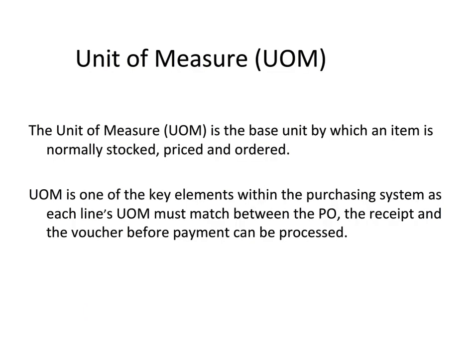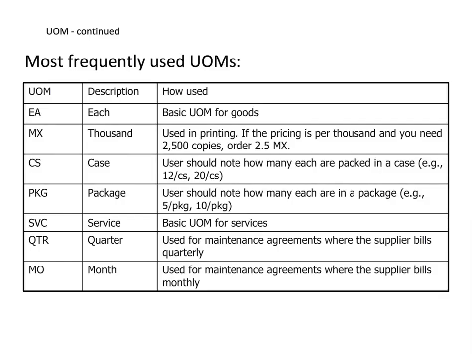Although it seems trivial, the unit of measure, or UOM, plays an important role throughout the procurement cycle. It is the base unit by which an item is stocked, priced, and ordered. It is one of the key elements within the purchasing system, as each line's UOM must match between the purchase order, the receipt, and the voucher before payment can be processed.